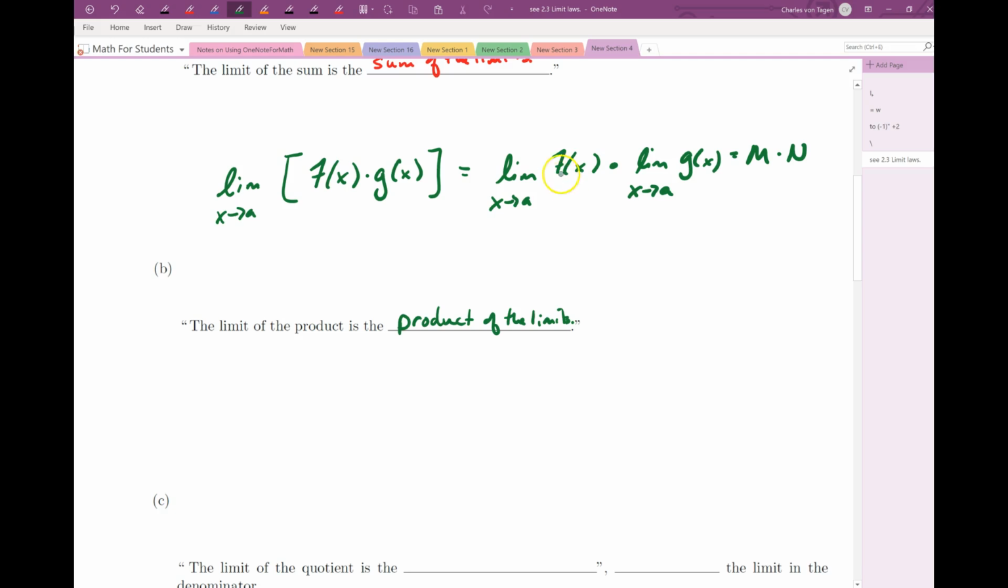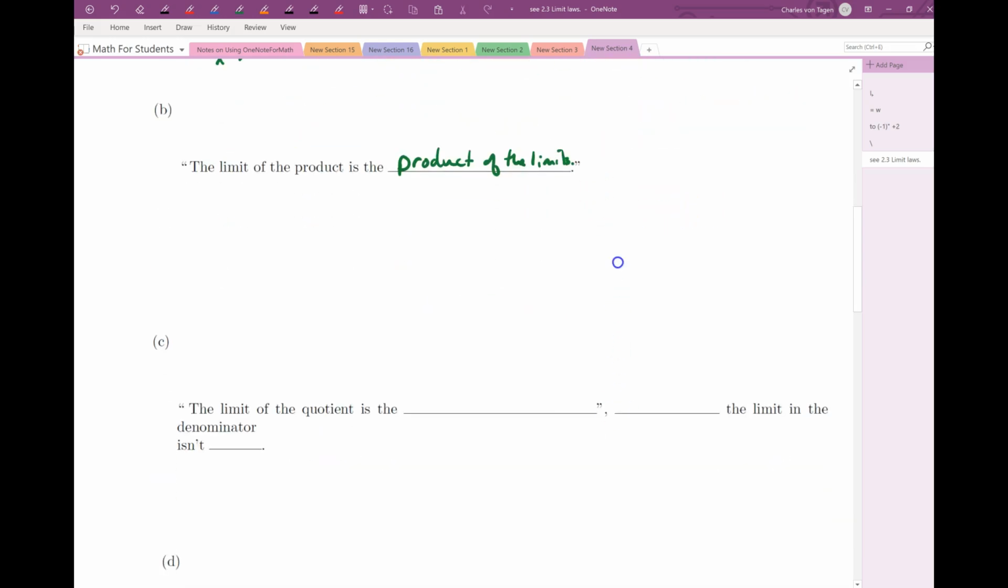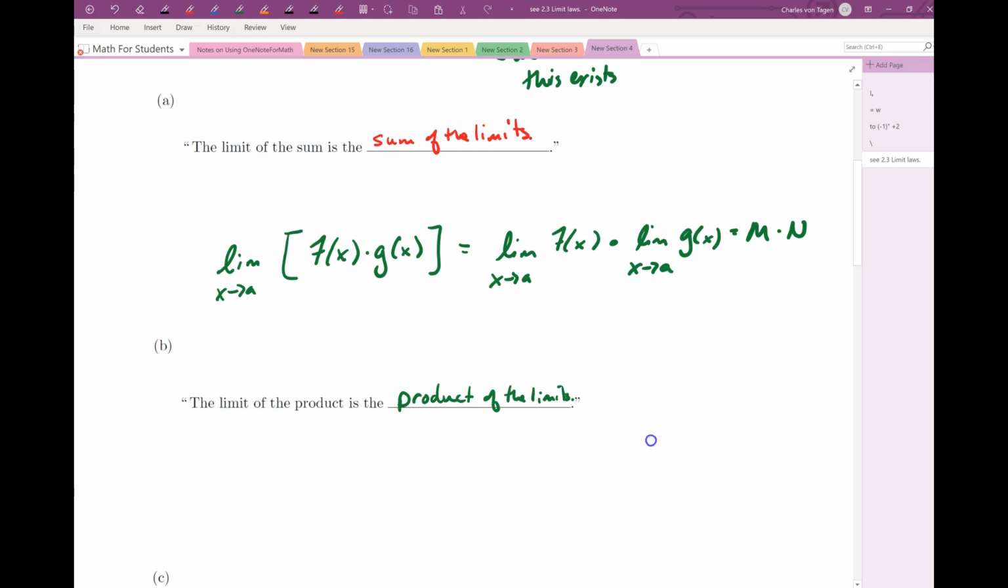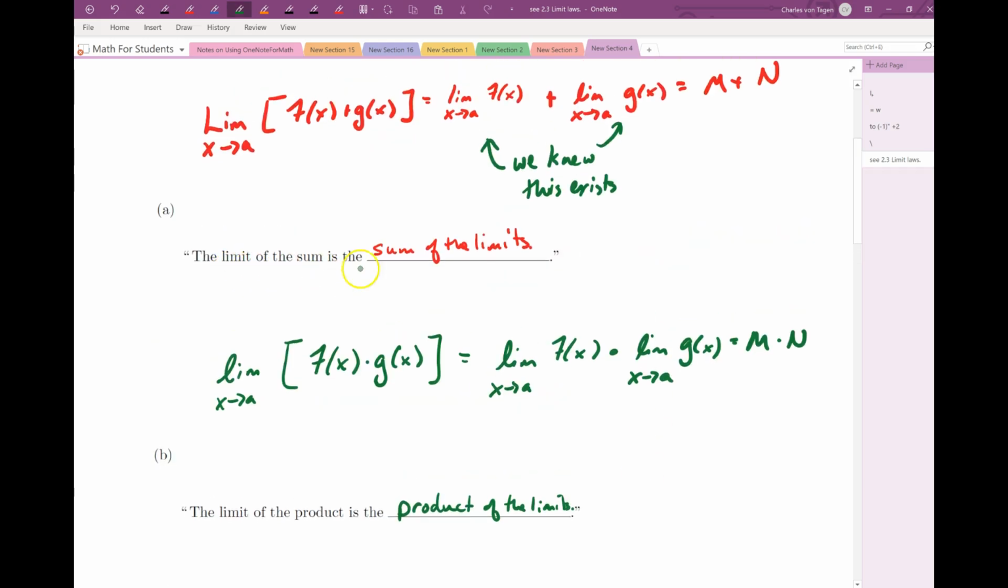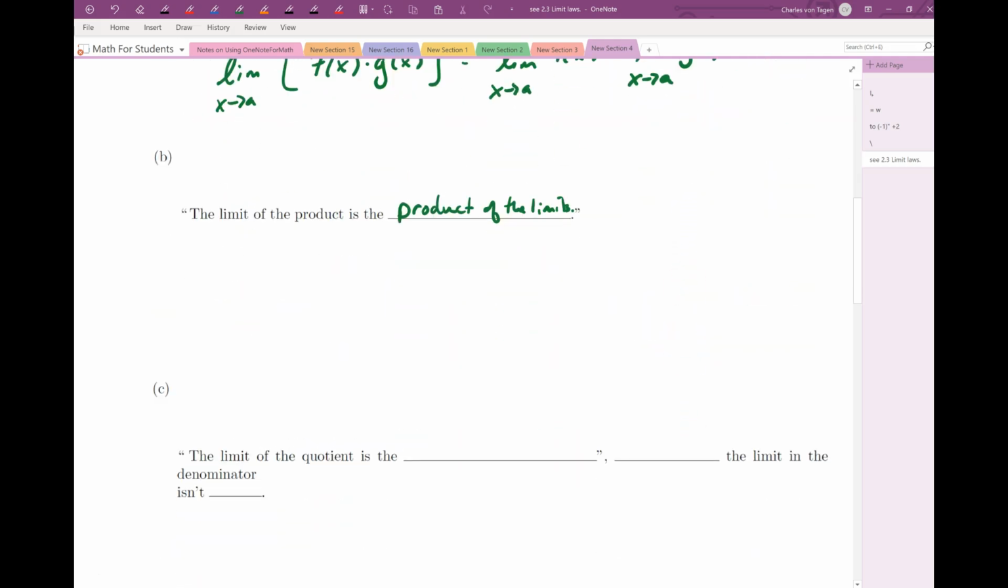Again, let me reiterate that we already knew this limit existed, or we were able to show eventually that this limit exists as well as this one. So this property of distributing a limit over the operation of multiplication only holds if these underlying limits end up existing. At this point, we're seeing that limits are very well behaved. They distribute over sums, they distribute over products. We're going to see here in just a minute, they also distribute over quotients. The limit of the quotient is the quotient of the limits.